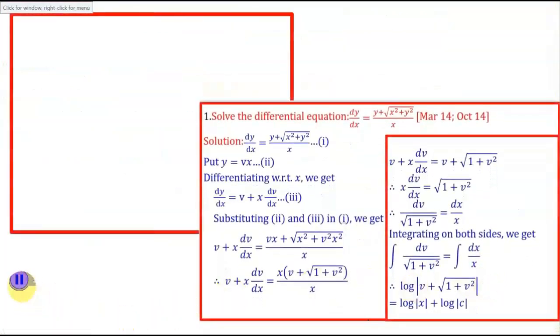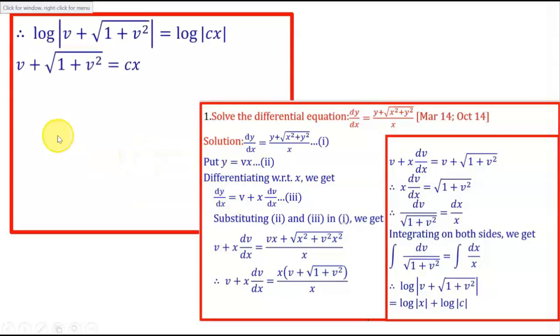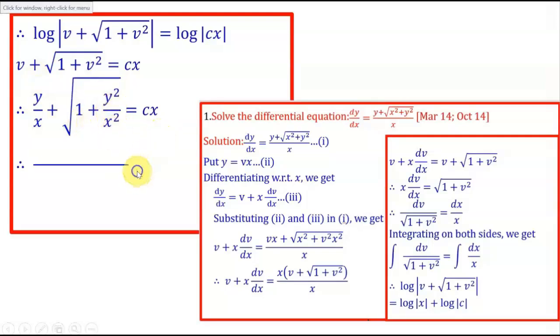Now resubstitute the value of v. What is the value of v? v is equal to y upon x. Taking the antilog on both sides, log of mod of x plus log of mod of c is nothing but log of mod of cx. Then you will have v plus root of 1 plus v square is equal to cx. We substitute the value of v, which is y upon x: y upon x plus root of 1 plus y square upon x square is equal to cx.